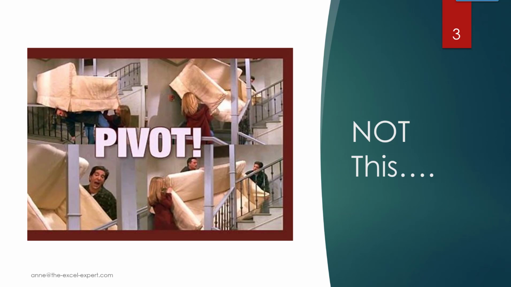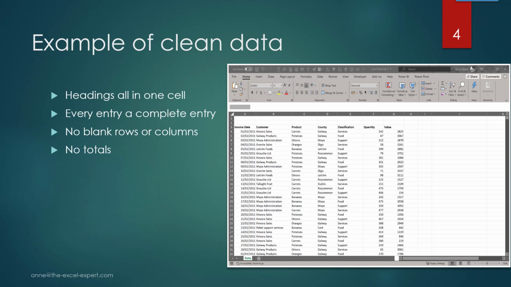At this point, I always like to mention that it's a pivot table, not a pivot couch, as per Ross in Friends, where he's hauling the couch up the stairs and would yell pivot at every single corner.